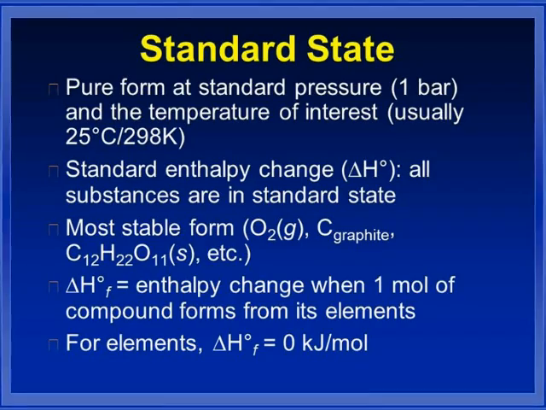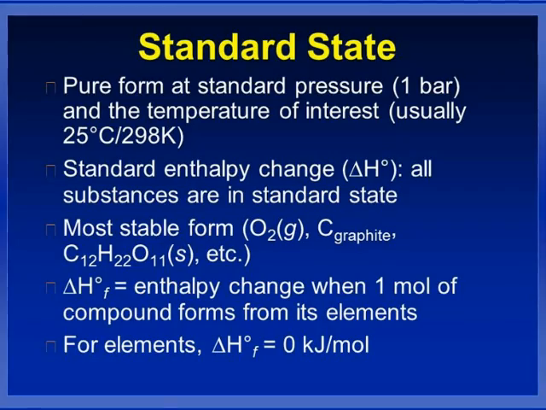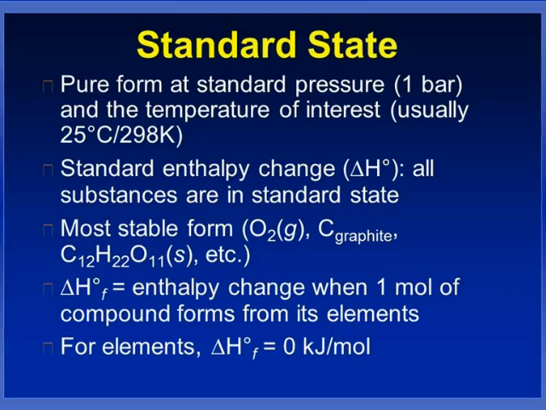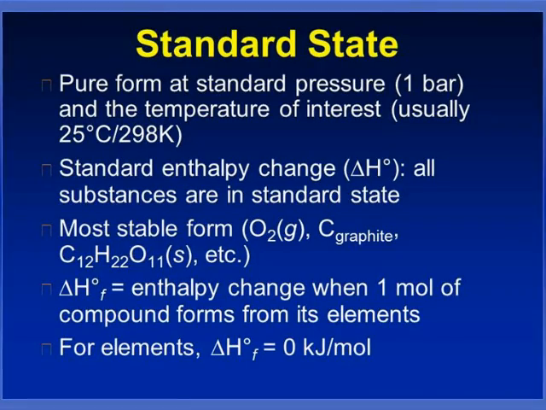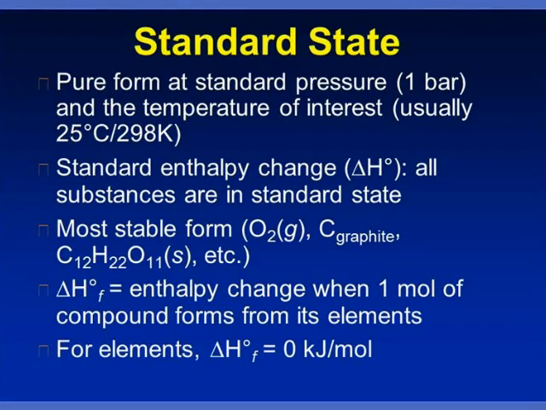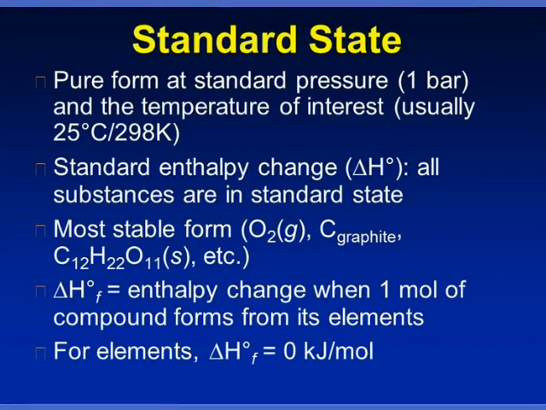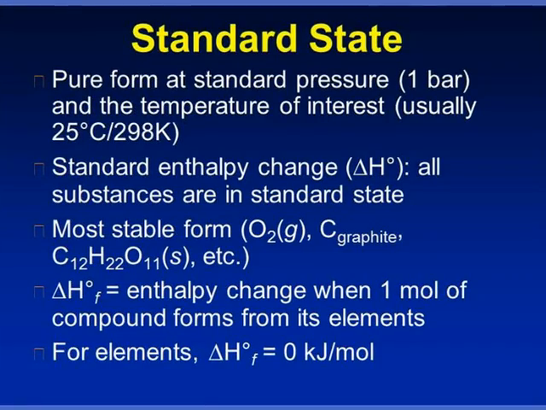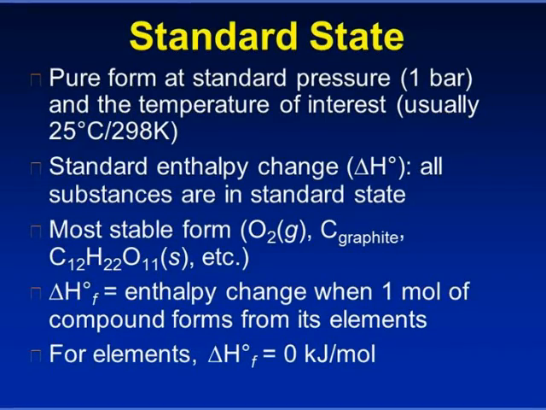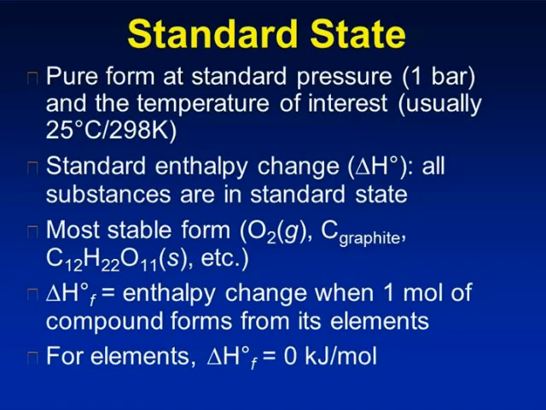The way we denote a standard state is with a degree sign. So the standard enthalpy change, in other words, the enthalpy change when everything is at the standard state, is delta H°, with a superscript degree sign. That just indicates everything in the equation, in the reaction, is at its standard state. And the standard state is the most stable form at that pressure and temperature. So oxygen would be diatomic, O2, as a gas. Carbon as graphite. Glucose, C12H22O11, as a solid, and so on.